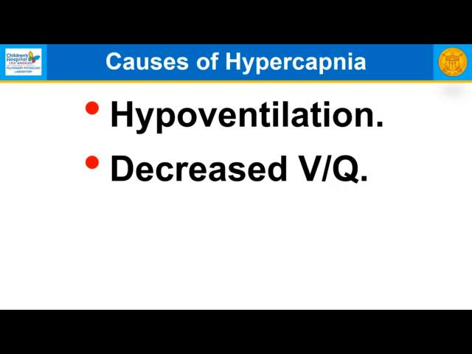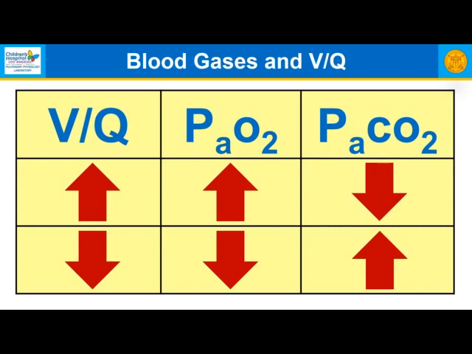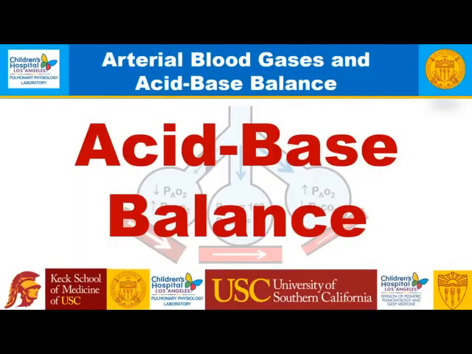The textbook causes of hypercapnia are hypoventilation and decreased VQ. And again, blood gases relate to VQ. Increased VQ gives you an increased PO2 and decreased PCO2. Decreased VQ gives you a decreased PO2 and an increased PCO2.